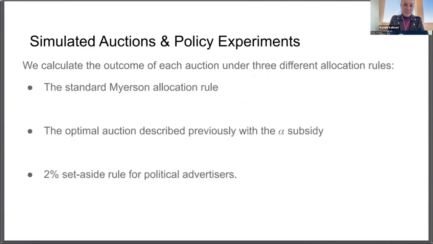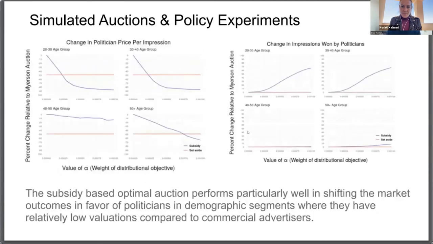And I'm going to compare 3 policies. The standard Myerson auction, that is the status quo. I'm going to compare that against the optimal auction with the alpha subsidy that I just described. And I'm going to compare this also against the 2% set-aside rule in favor of political advertisers.